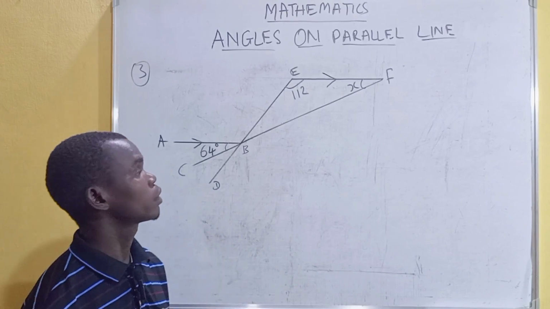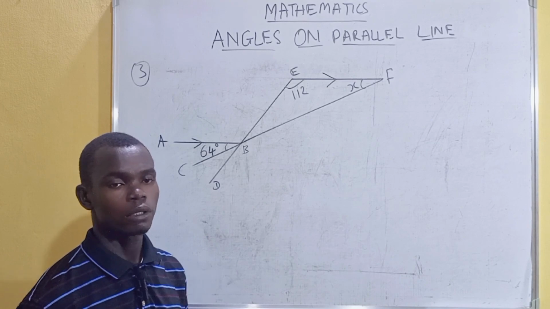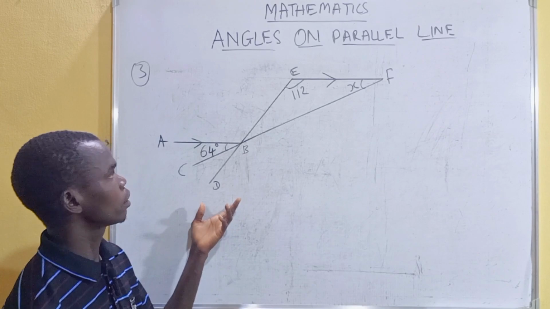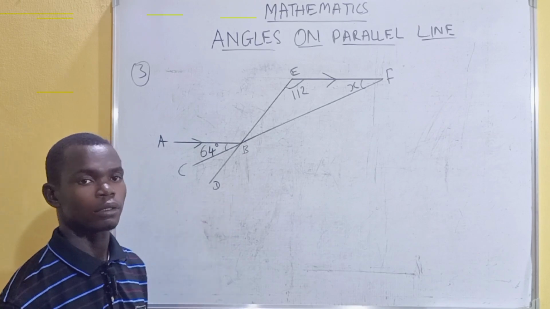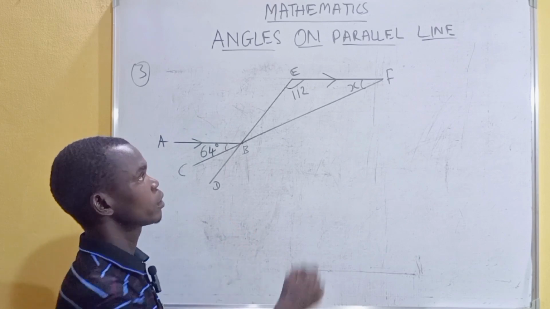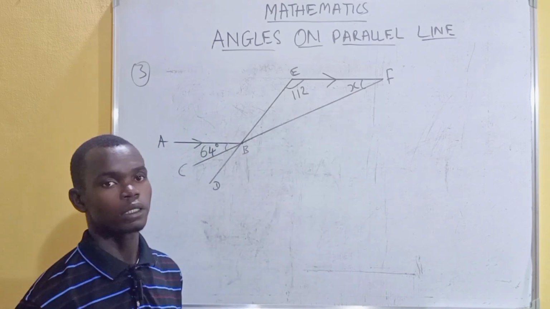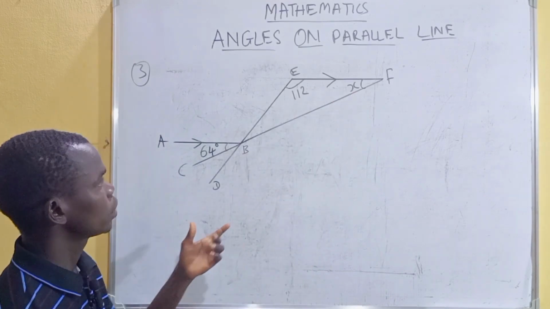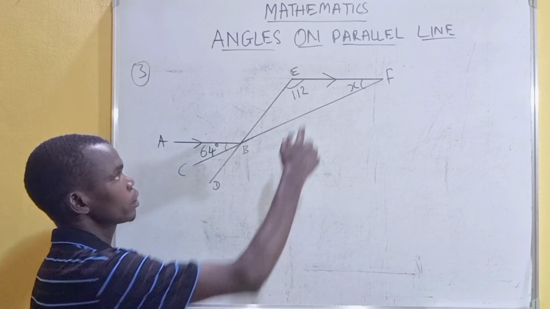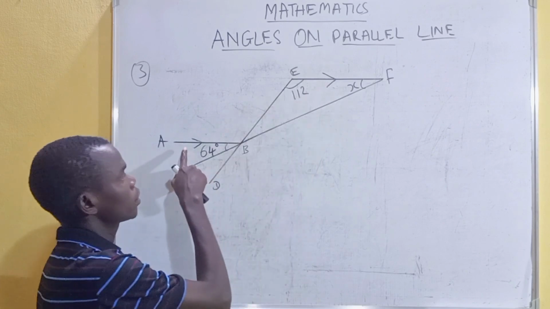Let's look at this question 3 on angles on the parallel line. So when you look at this diagram, what can you see? You will notice that we are asked to find the missing angle, which is S. And there's a pair of parallel lines, which is this line and this line.